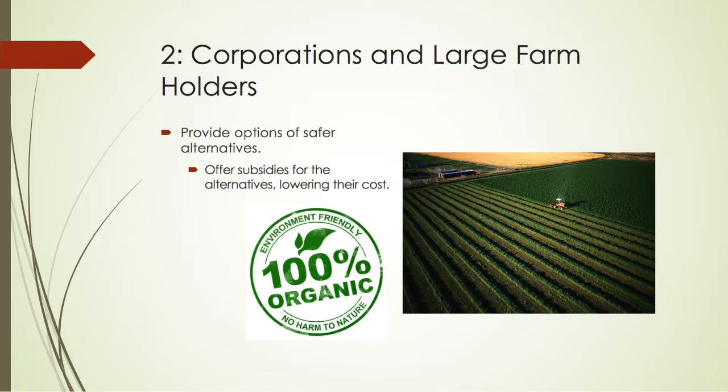The second target audience, corporations and large farm holders, would be the next group to work on. The main focus would be to get these companies to use safer alternatives to the harmful pesticides they are currently using. In order for this strategy to work, our tactic would be to offer government subsidies to companies willing to use these alternatives, which would in return lower the cost and make the offer more enticing.